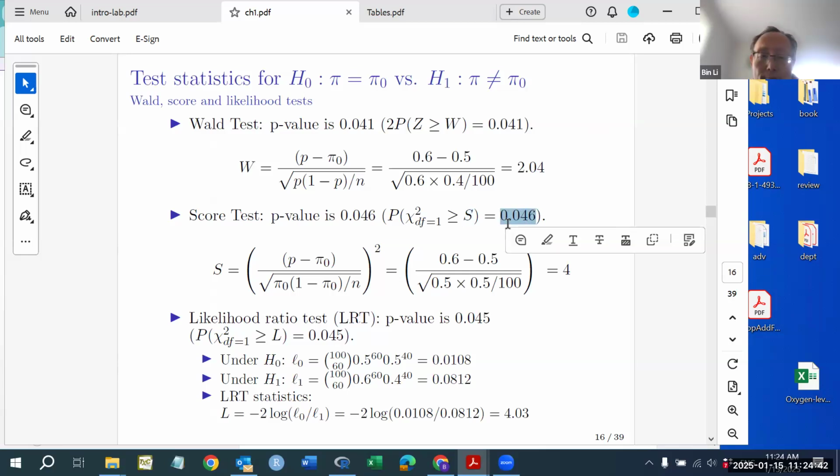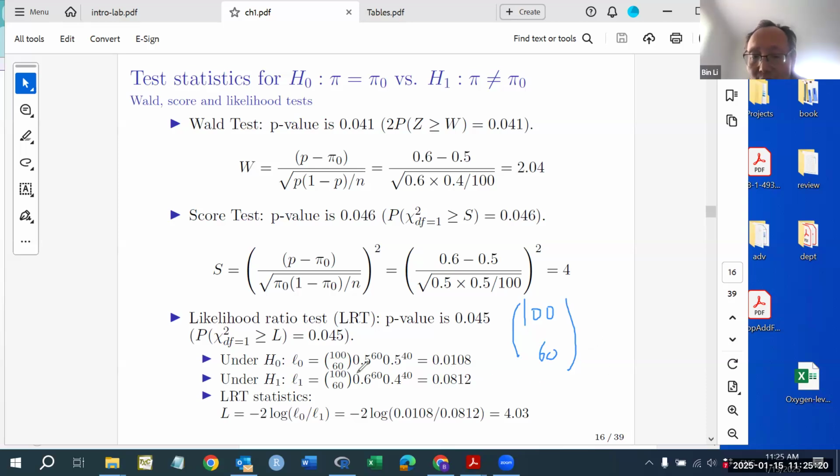0.046. And for the likelihood ratio test, under the null hypothesis, the likelihood ratio test is this one. The first one is the binomial coefficient. For the binomial coefficient, we have n is 100, and what we observed is 60 customers prefer the new brand. So that's the binomial coefficient.